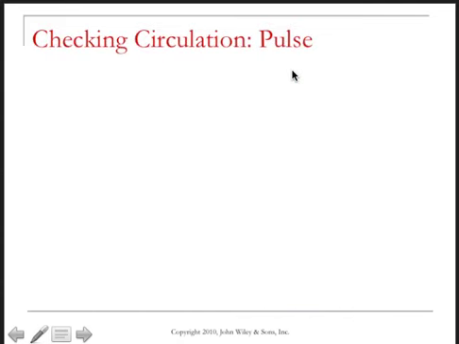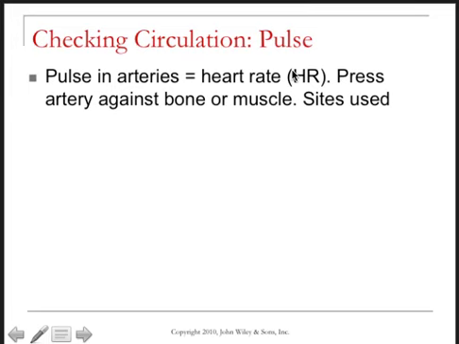Okay, one of the things that you do as a health professional is that you check somebody's pulse rate in order to get some idea of what their heart rate is under various levels of exertion. Your pulse in your arteries is essentially equal to your heart rate.